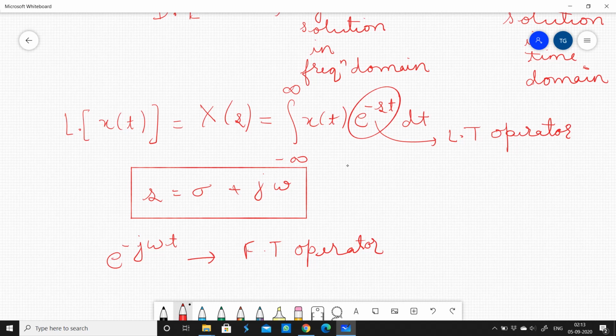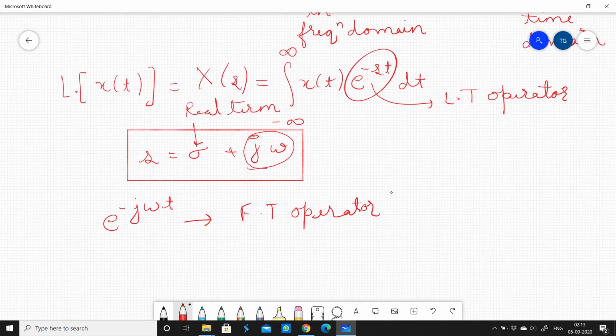So the Fourier transform is just the imaginary part of my Laplace transform operator, and this is how the Laplace transform and Fourier transform are related to each other. The only difference is that the Laplace transform operator has a real term with it, and the Fourier transform operator has only the imaginary part. This is the main difference between the Laplace transform and the Fourier transform.